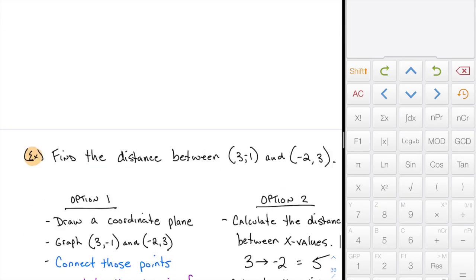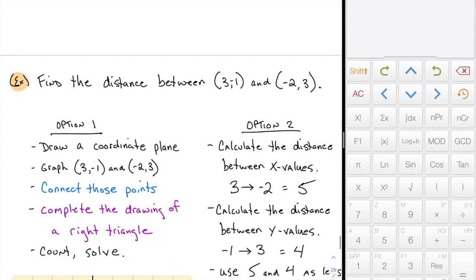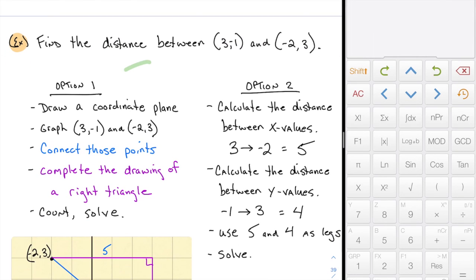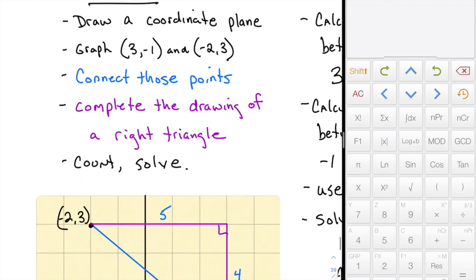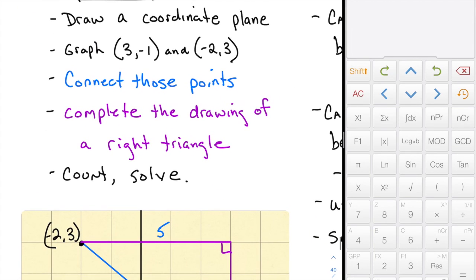So let's take a look at this technique, right? Here comes a question. It says, find the distance between these 2 points. Now these 2 points were the ones that I had in my original drawing, and let's imagine that there are 2 options. The first option is make a picture. So I love this option, right? It's not the only way to do it, but it's a way.